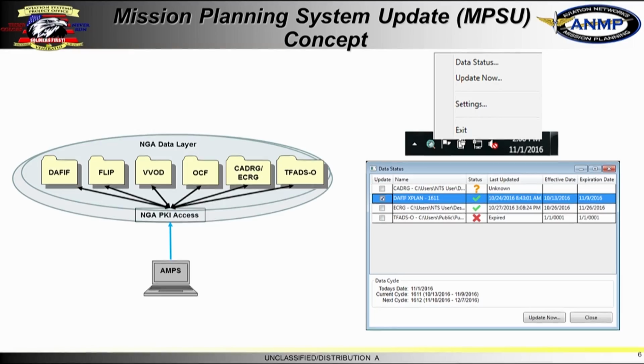On the bottom right corner of the system, you'll see an icon with an earth and a magnifying glass, and you'll have some options: either data status or update now. With update now, the whole system is going to be updated, including the maps, DAFIF, and vertical obstructions. Or you can click on data status, where you can select, in this scenario, the DAFIF. The system will show you which ones are expired and when the last update was. And next slide.